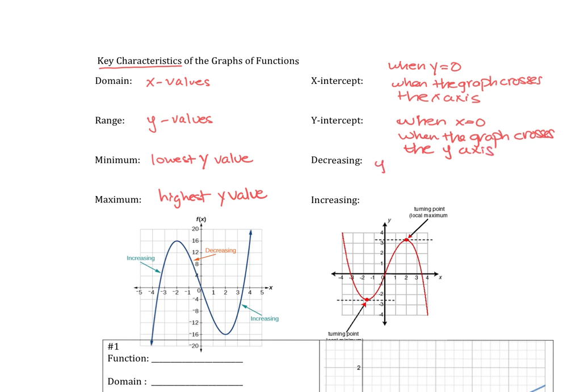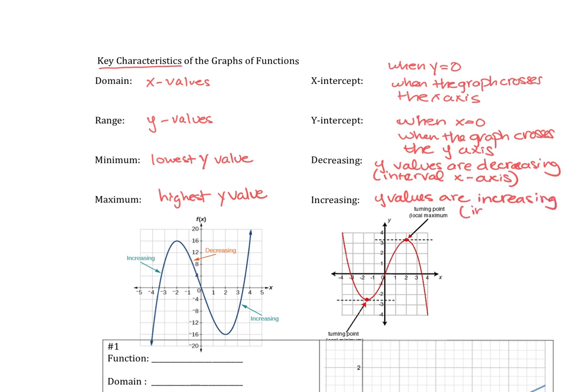Decreasing. This is when my y values are decreasing. But as a reminder, the interval where that's occurring comes from the x values, or the x-axis, and increasing is where my y values are increasing. And again, we get our interval from the x-axis, which is sometimes confusing when we're writing our intervals.